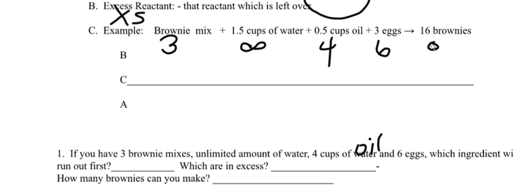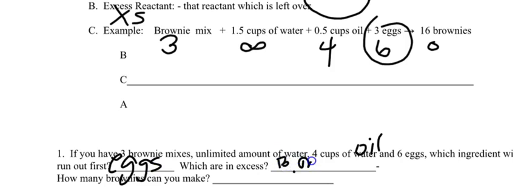So I think my limiting reactant is going to be eggs. Okay, so it's going to be my eggs. And which ones are in excess? It's the other ones, the brownie mix. My water and my oil are all in excess. So how many brownies can I make? I can make 2 batches, which would be 32.